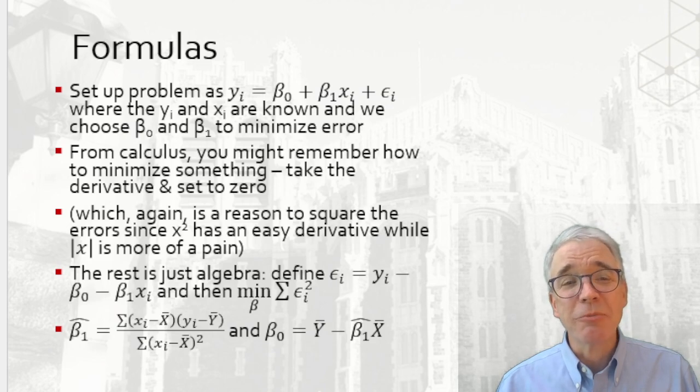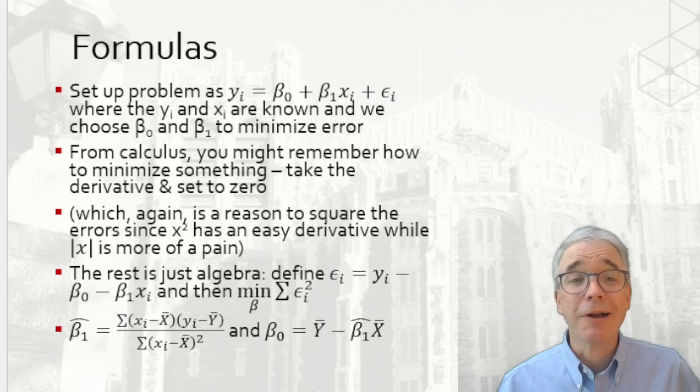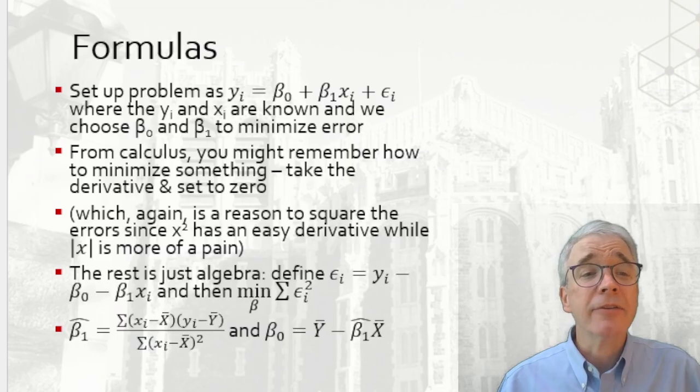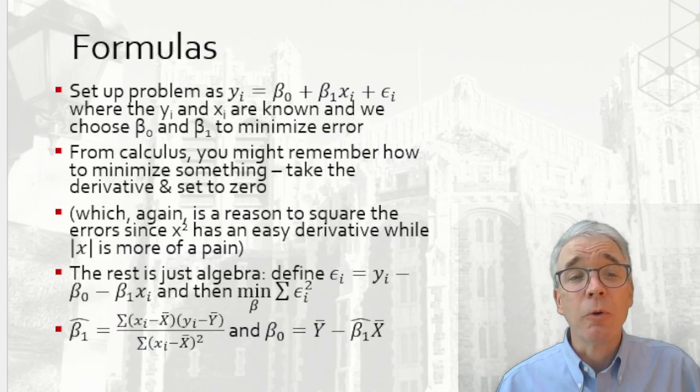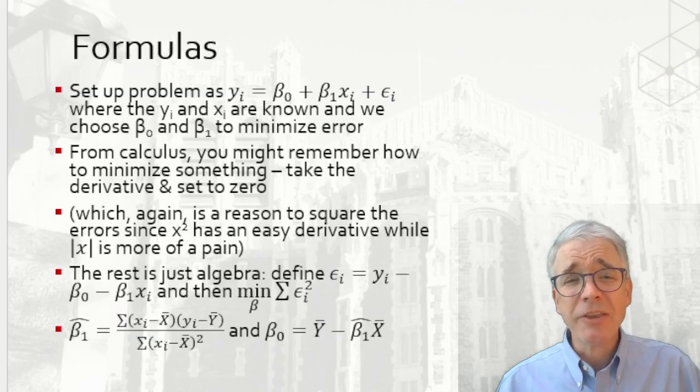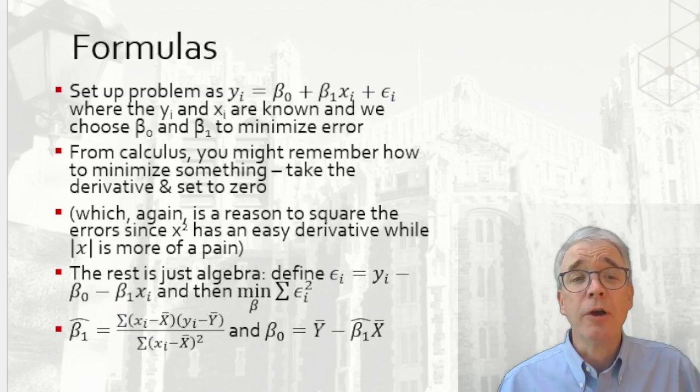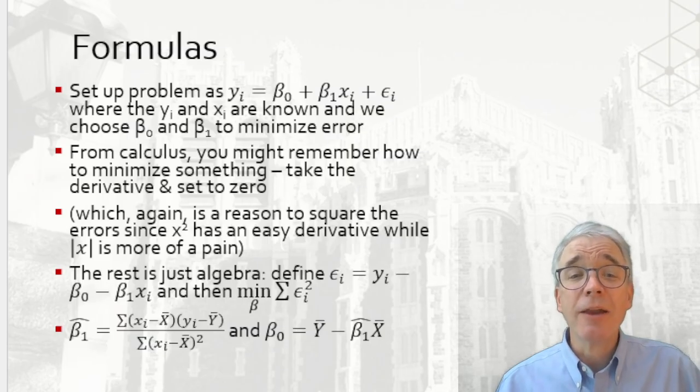Anyway, we do have some formulas. We don't really need to know them since, of course, the computer just takes care of all that. But we'll talk a bit about how they're derived. Simple problem set up as y_i, where that is a whole list of y values from 1 to n, and that's equal to beta naught plus beta 1 times x plus some epsilon. So the x and y are known, and we're going to choose beta naught and beta 1 to minimize the error. So from calculus, you know exactly how do I minimize something?